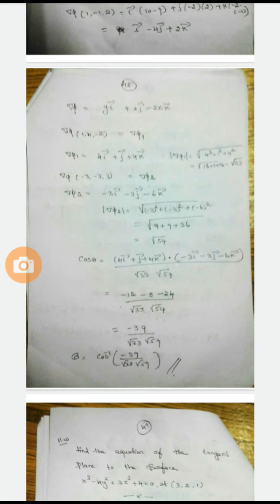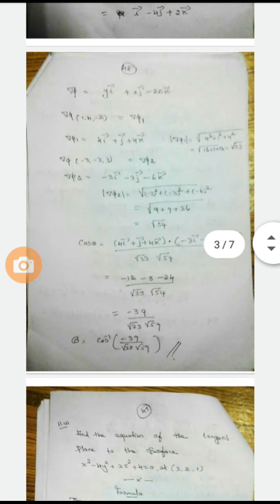Then you find modulus of del phi 1. So we get root of 33. Next substitute the second point minus 3 comma 3, that is equal to del phi 2. Then you write del phi 2 is equal to what we get? Minus 3i vector, minus 3j vector, minus 6k vector. Then you find modulus of del phi 2. So we get root of 54.